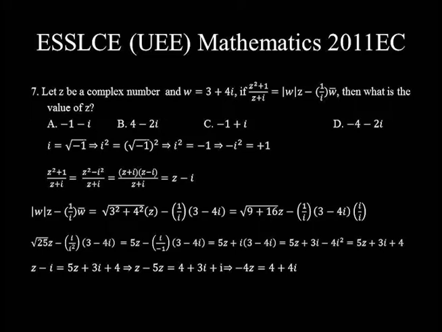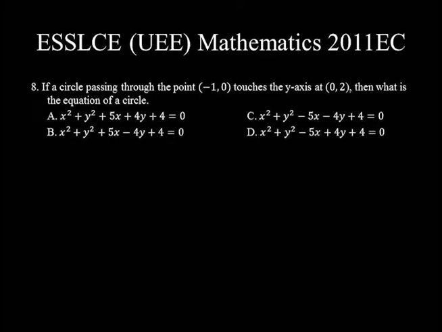Dividing both sides by negative 4, we will find negative 4z divided by negative 4 is z, which is equal to 4 divided by negative 4, that's negative 1, and 4i divided by negative 4 is minus i. Hence, choice A is the correct answer.